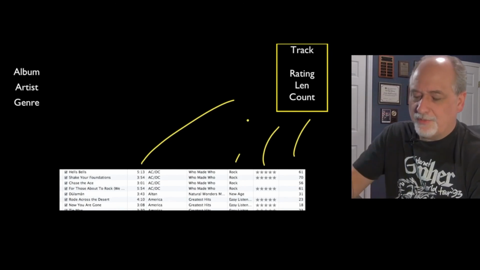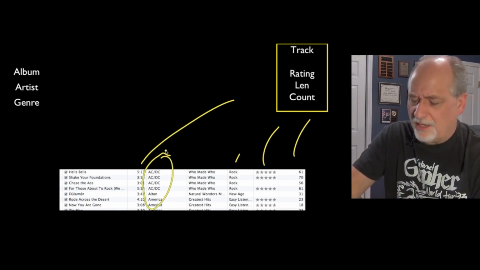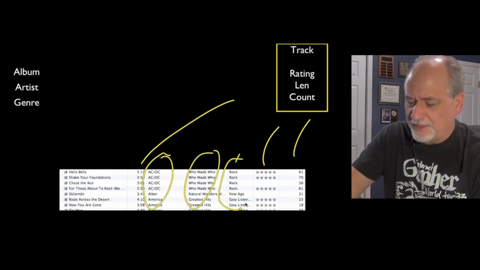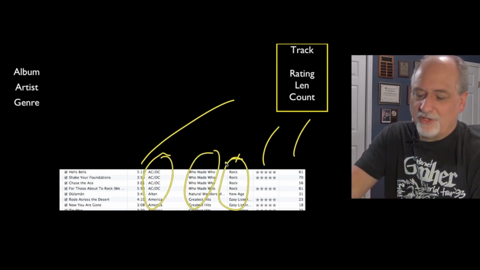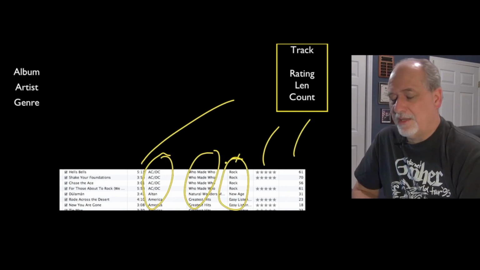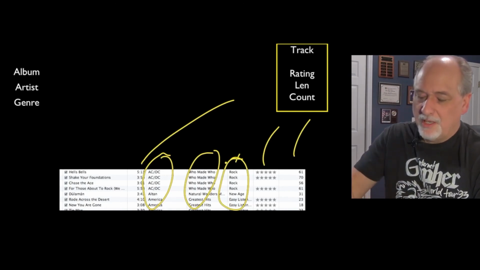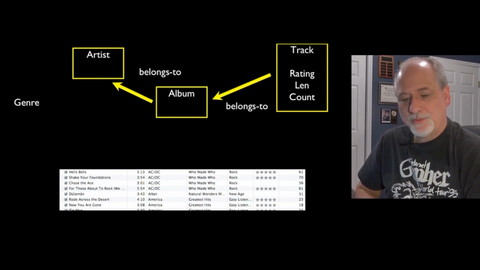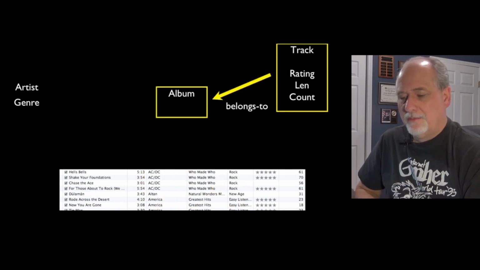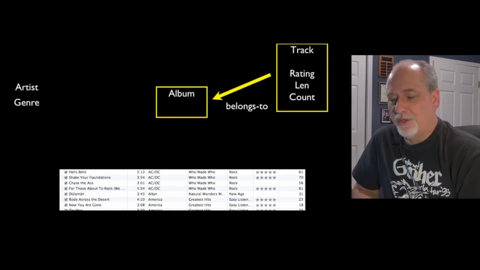And then the question is, the remaining things are the artist, the album, and the genre. And so we can say, okay, we've got some vertical duplication, so we're going to say this track probably belongs to an album. So let's pull out the album into its own table. Makes sense.